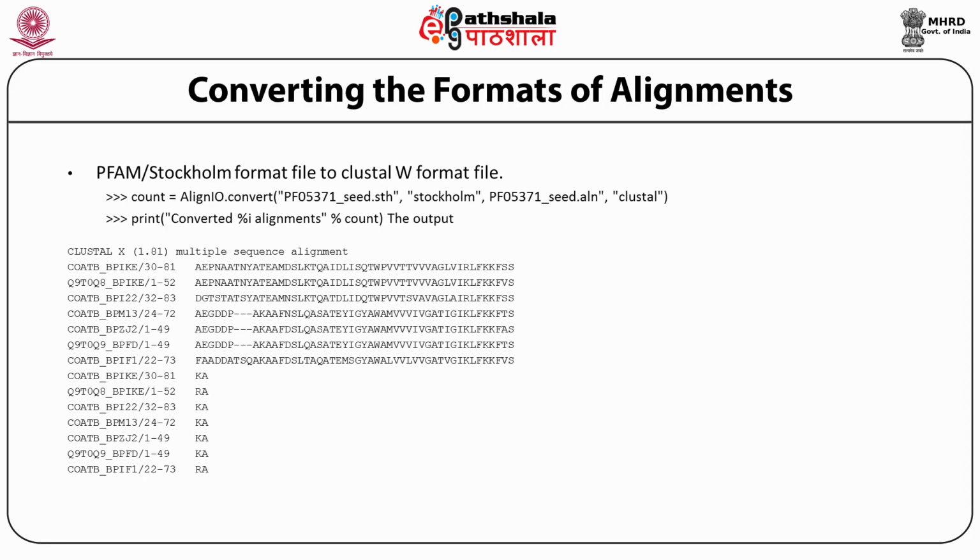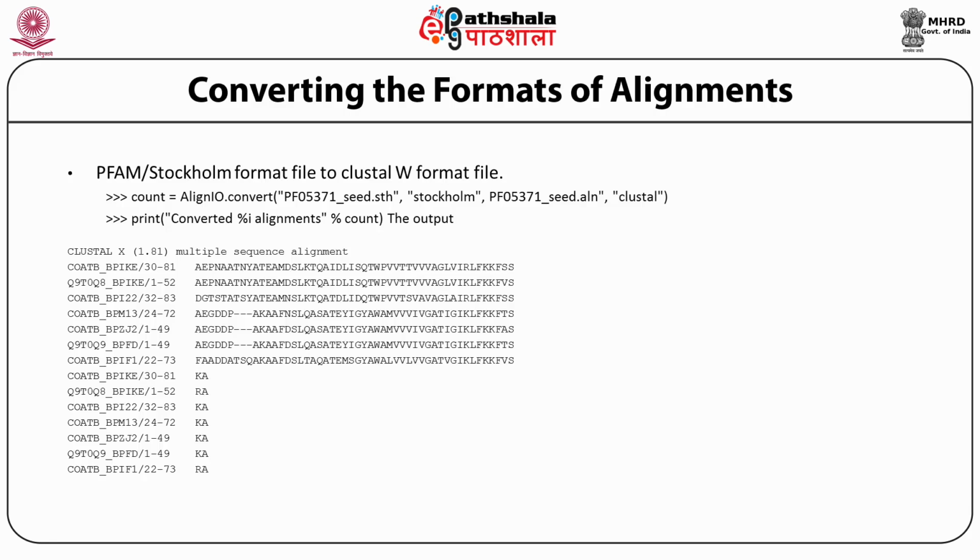Converting the formats of alignments. As we converted different sequence formats, it is also possible to convert alignment formats. In this example, we see how to convert a PFAM or Stockholm file format to ClustalW file format. I have created an alignment in Stockholm file format. So we just say AlignIO.convert. That is the method that does this conversion. I say AlignIO.convert, give the file name followed by the actual format, followed by the file name in which I want to store the new alignment and its format.